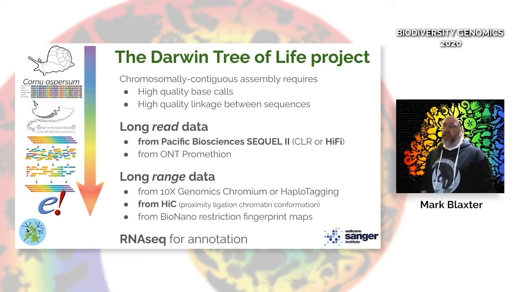So in terms of data generation, we really want to get to chromosomally complete assemblies. And so we need really high quality data and also very long linkage between sequences. And so we're going to use long read data at the moment, largely from Pacific Biosciences Sequel II Hi-Fi, and long range data at the moment, largely from Hi-C data. We're also generating RNA-seq data to annotate each one of these genomes to identify the genes.